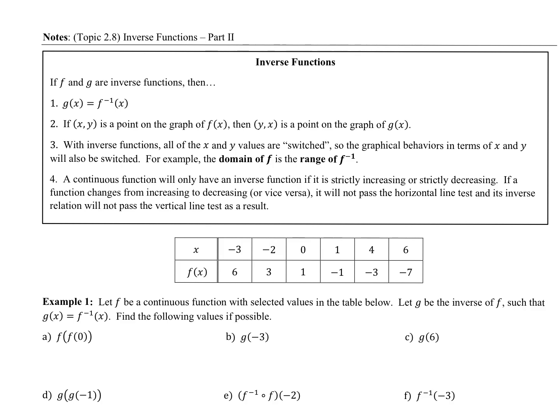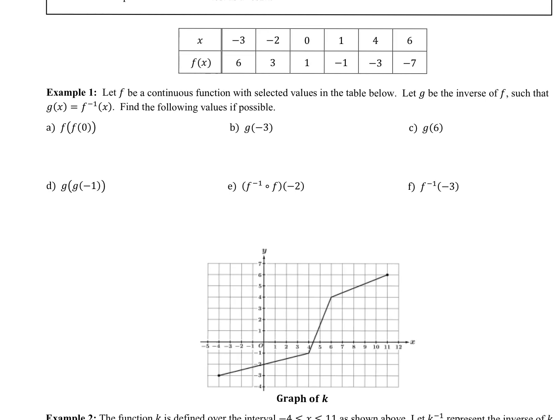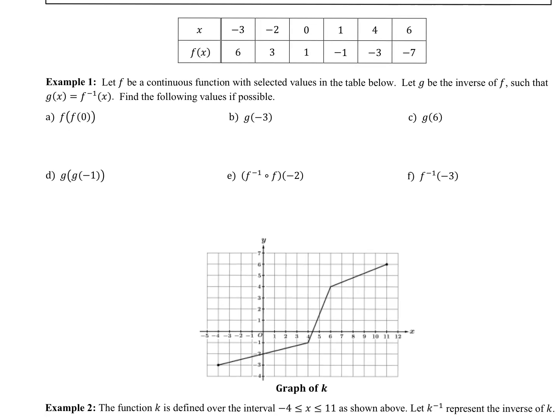All right, so example 1, Lucas, keep going. You're doing great. Let f be a continuous function with selected values in the table below. Let g be the inverse of f, such that g of x equals f inverse of x. Find the following values if possible.